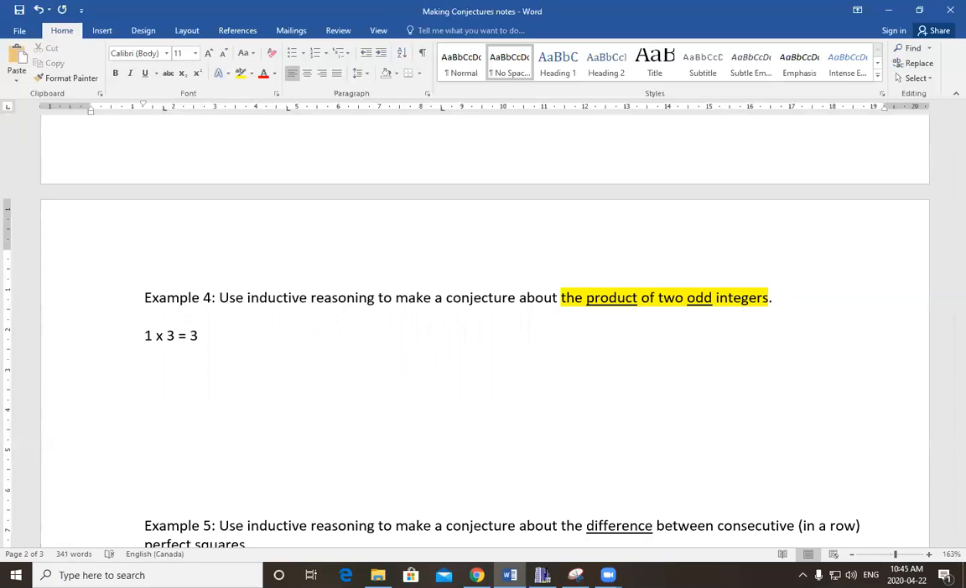Another one, we can go 5 times 9, 45. You can go negative 11 times 3, that's negative 33. And we'll do another one. We'll do negative 7 times negative 3. That equals positive 21. So we need to focus in on the product. And is there a general pattern going on?